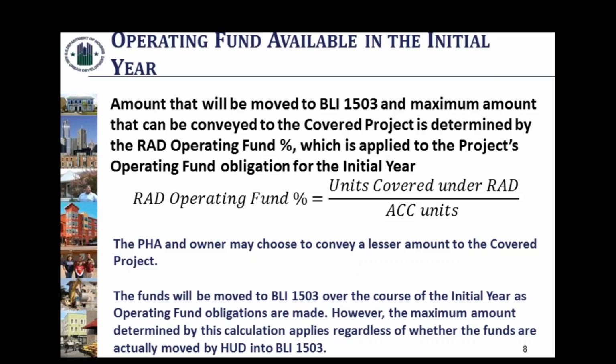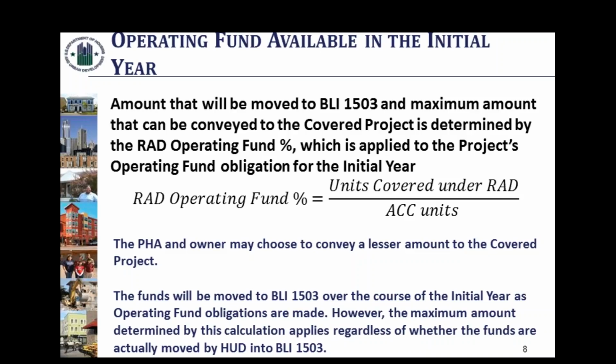As I said, we have that information. We don't really need any additional submission, because the PHA has told us how many ACC units are coming out of PIC in their PIC removal application. And we know how many ACC units are at the property in PIC. So through our own systems, we queue it up so that when a project is closed, it automatically pulls those two data points so that operating fund can make the move in BLI 1503.